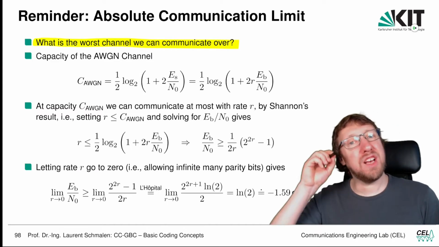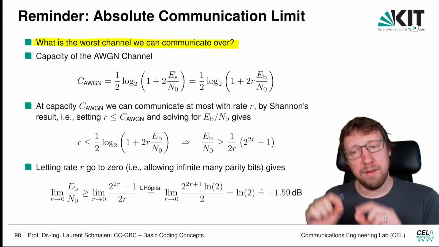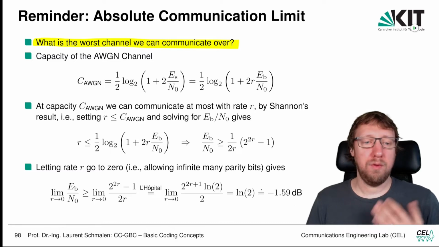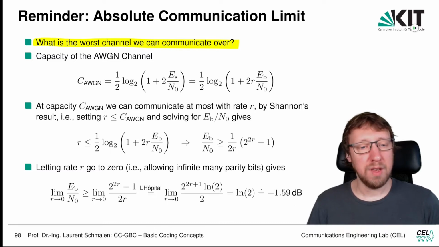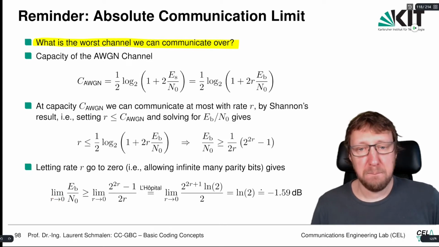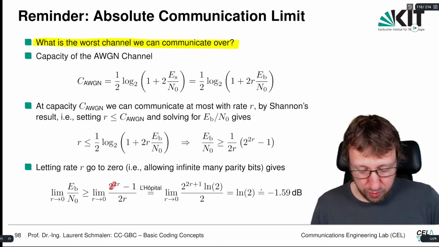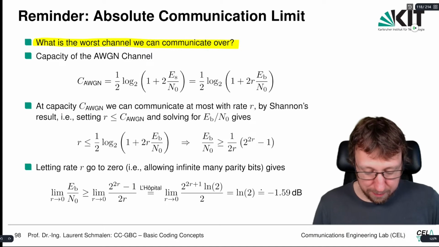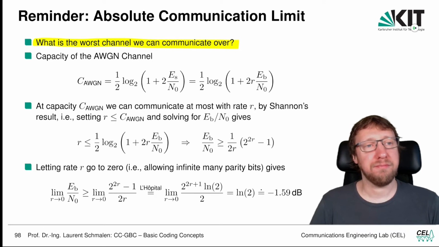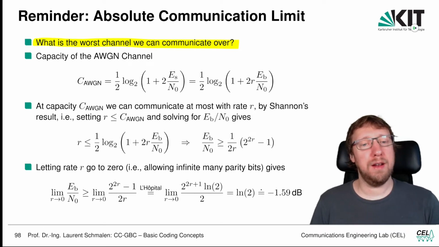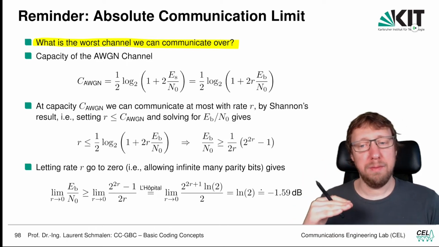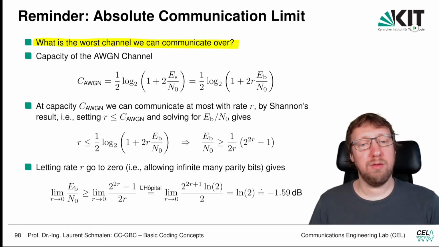So now we let the rate go to 0. We assume we have a very bad channel and the rate goes to 0. So what is the EB over N0 in that case? We calculate the limit when the rate goes to 0 of EB over N0. Then this is 2 to the power 2R minus 1 divided by 2R. A very bad limit because it is 0 divided by 0. Then we can use our good old friend L'Hopital's rule by taking the derivative of the numerator and the denominator. We get another equivalent expression for the limit.